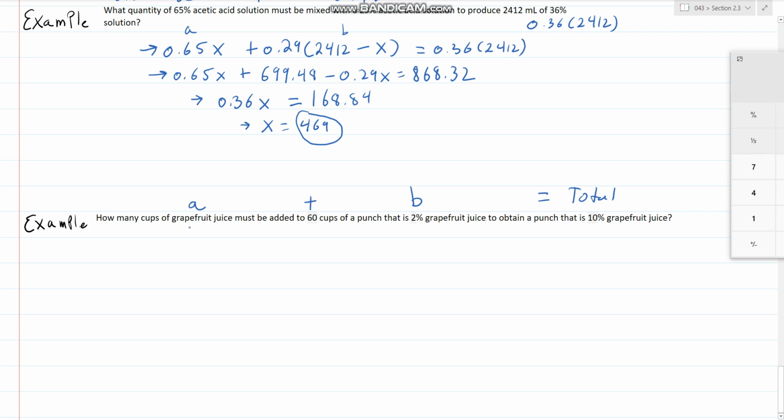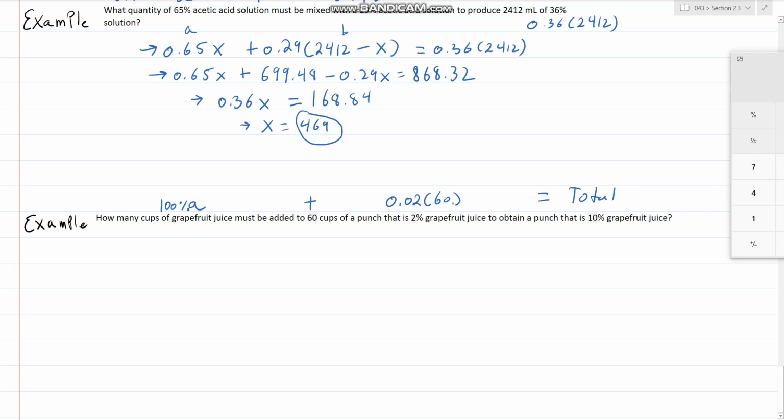One thing that's different is this is grapefruit juice. They don't tell us the strength of the grapefruit juice. So I guess we just have to assume something about it, and that is it's 100% grapefruit juice. Okay, so it didn't have like 80% grapefruit juice. It's 100%. With this B solution here, we have 60 cups and it's 2%. Okay, we actually know everything about B.